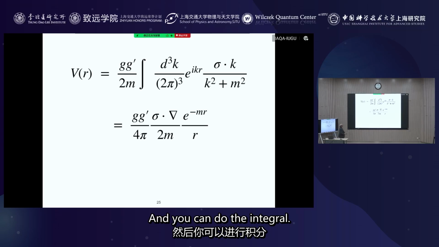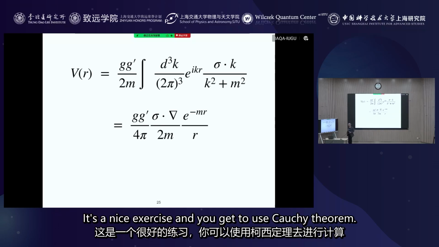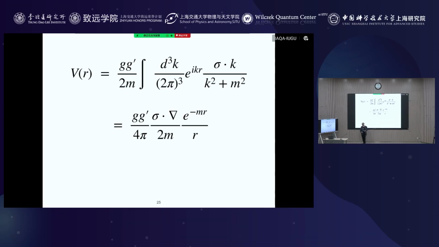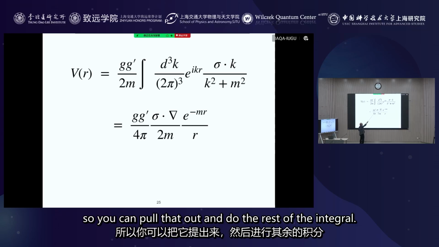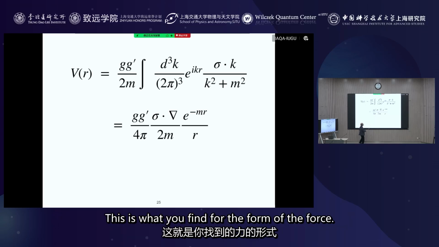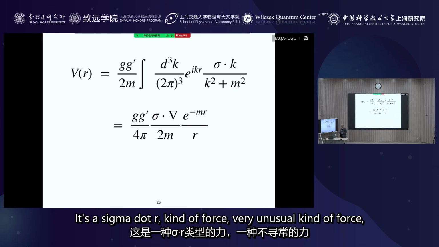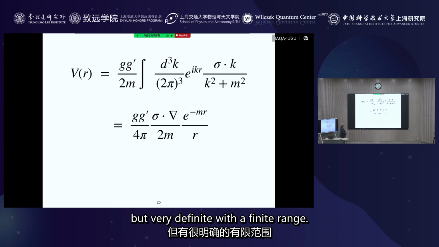And you can do the integral. It's a nice exercise, and you get to use Cauchy's theorem. And what you find is the force, the k is basically a derivative with respect to R. So you can pull that out and do the rest of the integral, and this is what you find for the form of the force. So it's a sigma dot R kind of force. Okay, very unusual kind of force, but very definite with a finite range.